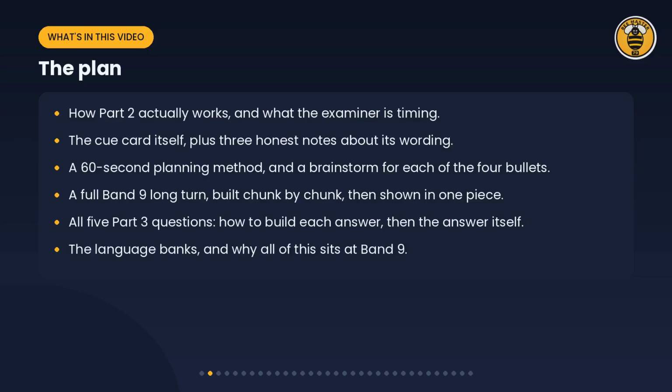Here is the plan. First, how part 2 actually works. Then the cue card itself, and some honest notes about its wording. Then a 60-second planning method, a brainstorm for each bullet, the full model answer, and finally all 5 part 3 questions with answers and the language that makes them work.